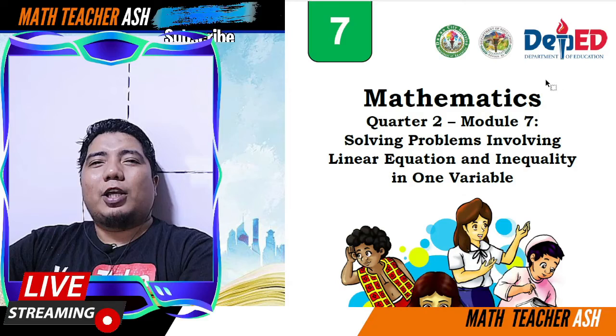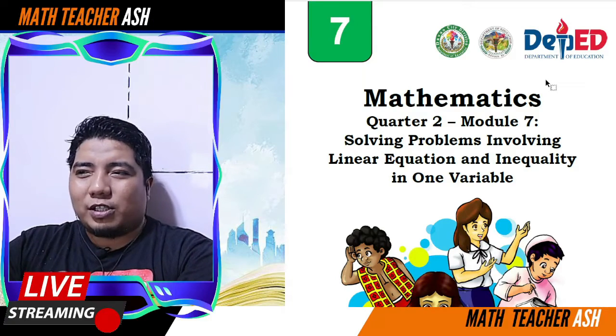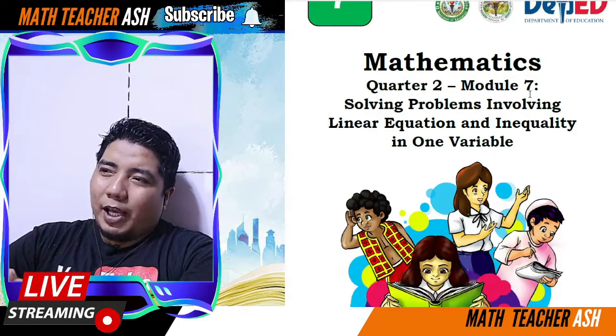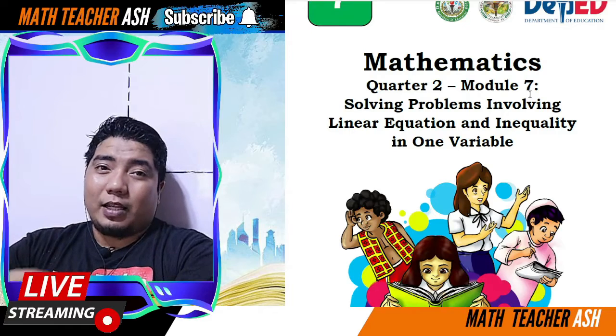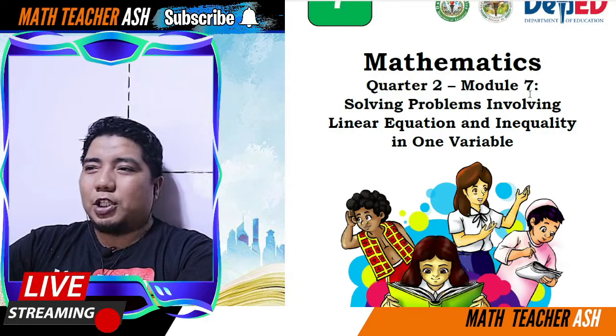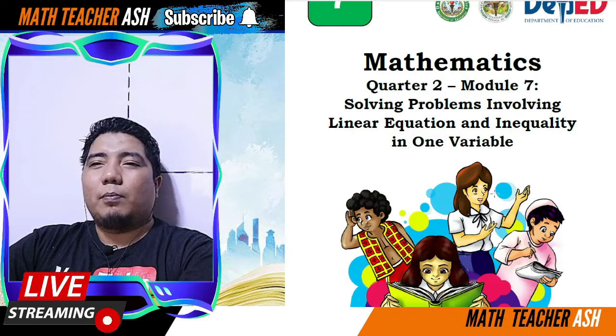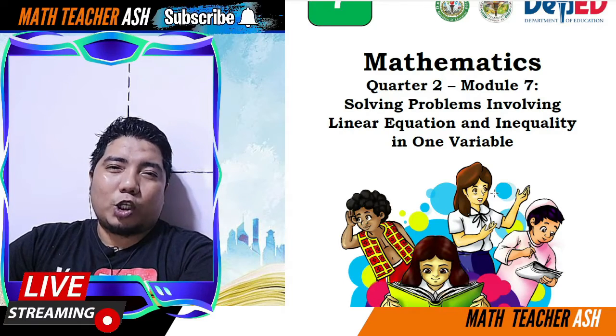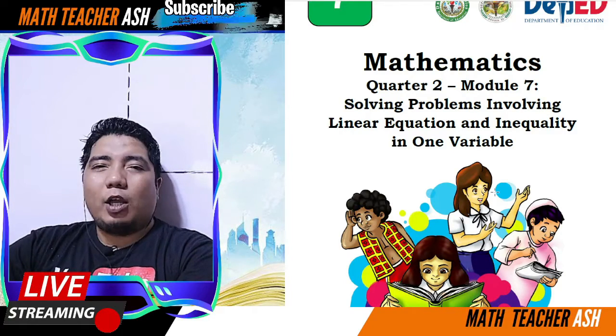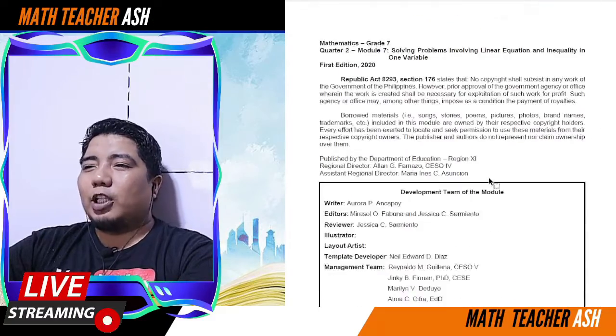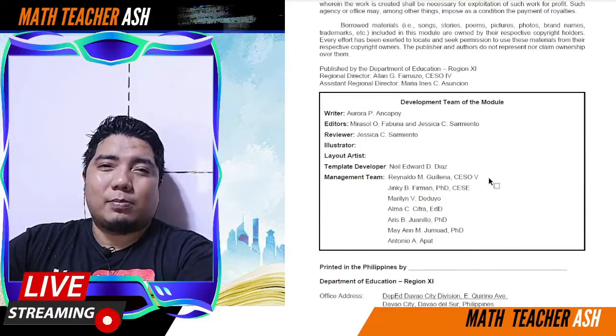Okay, so ano nga ba itong grade 7 quarter 2 module 7? So in the first page, you will see the title page and the cover page. It is entitled Solving Problems Involving Linear Equations and Linear Inequalities in One Variable. Okay, second page of that is the people behind this module.